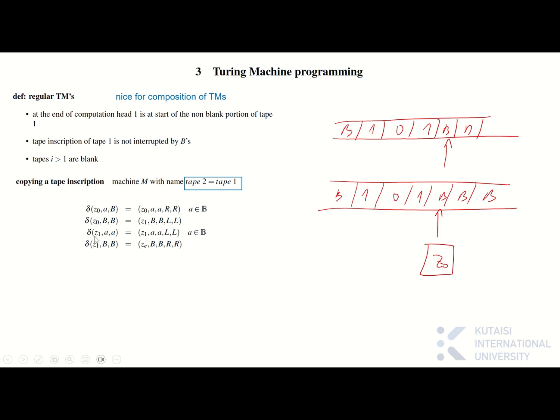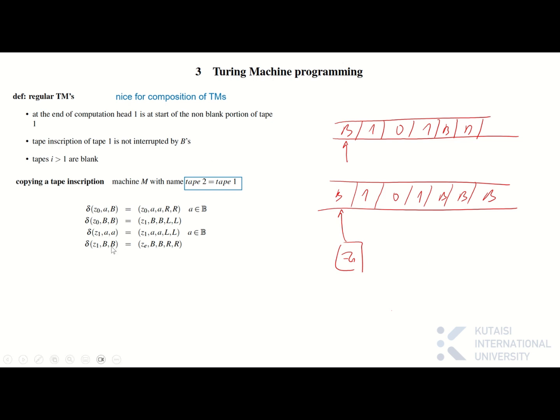So when Z0 reads blank on both tapes, it goes to Z1 and moves left. So it goes to Z1 and now it moves back here. In Z1, whatever it reads, if it reads the same thing on both tapes, which is always the case, 1, 1, 0, 0, 1, 1, it goes all the way until it reaches blank again. So it goes all the way up to here in Z1.